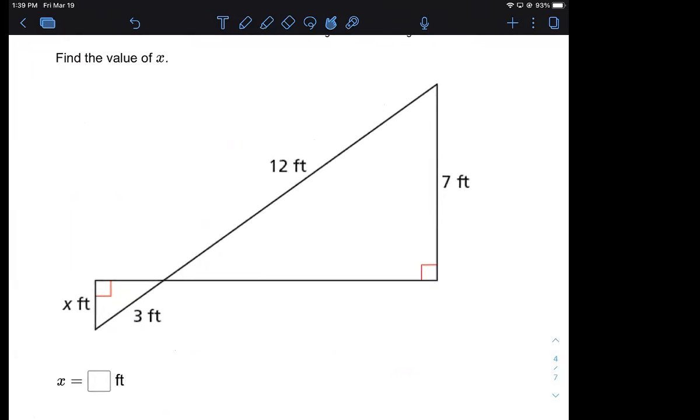Now, the questions you had on your homework asked you to prove that these were similar first, because I can only find out what X is if these are similar. And the way that we know they're similar is by having 2 sets of corresponding angles. Well, there's one set. Where's my second set, Harrison?